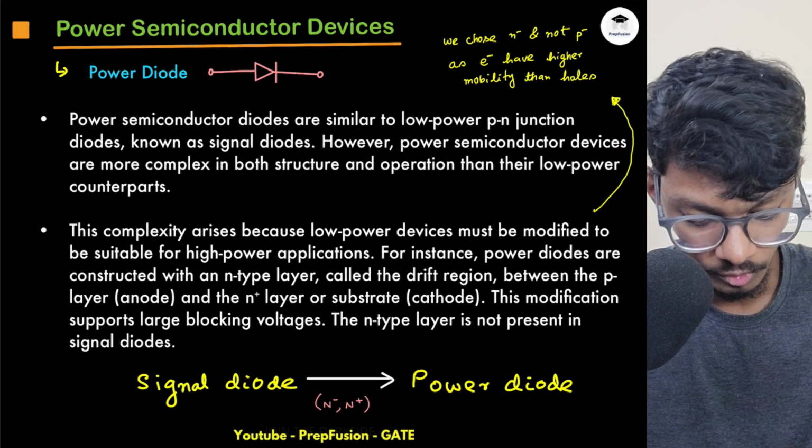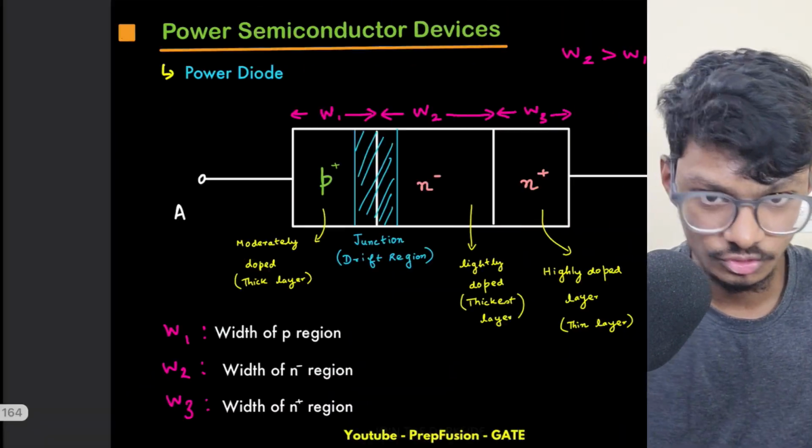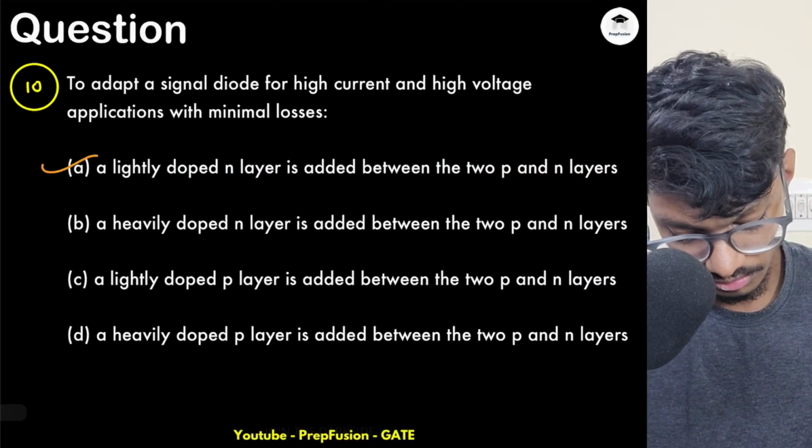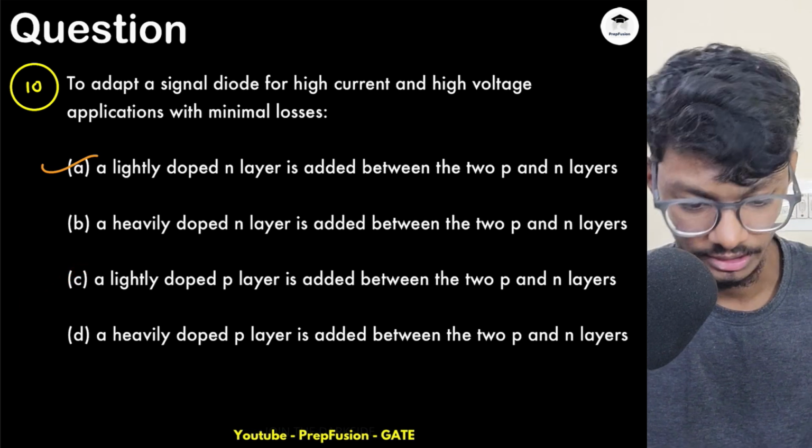So electrons have higher mobility than holes, right? That is the reason we choose n minus and not p minus. So obviously option A will be correct and not option C. I hope you got the reason.